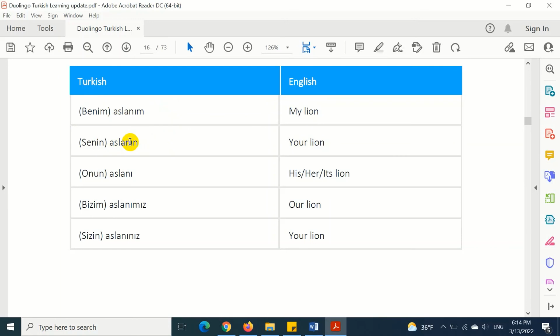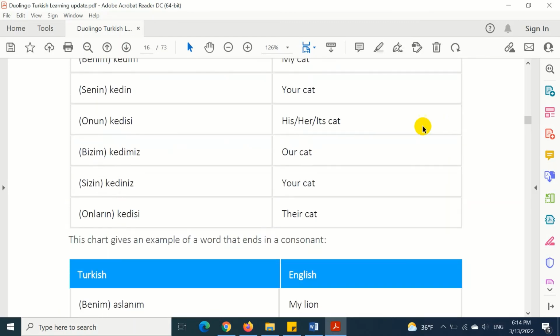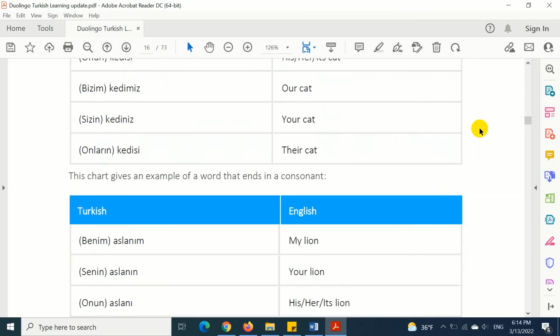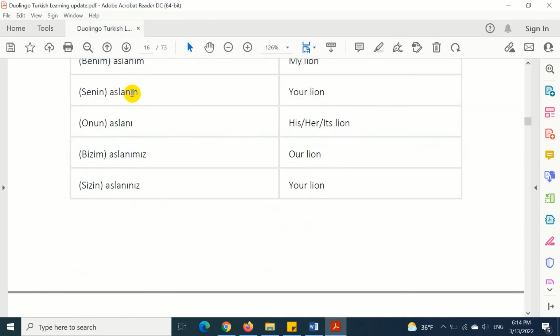Senin aslanın. See, if it ended in a vowel letter, only N was added, as you saw here, kedi, kedin. But here, because aslan ends in a consonant, you see that one more letter is added, and that letter is added considering the vowel harmony. Your lion. Onun aslanı, his or her lion. Aslanımız, our lion. See this suffix.